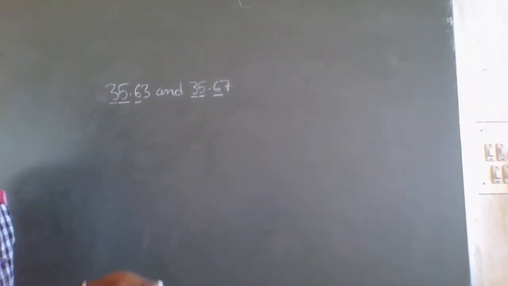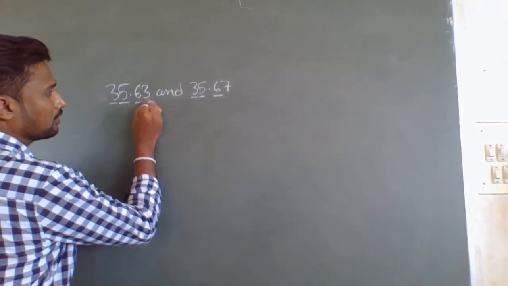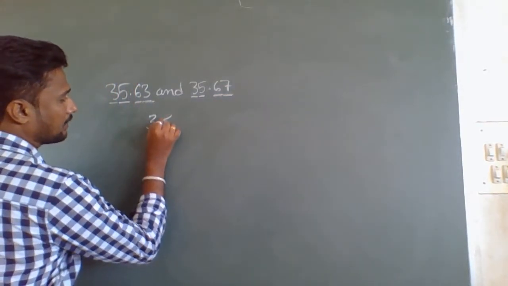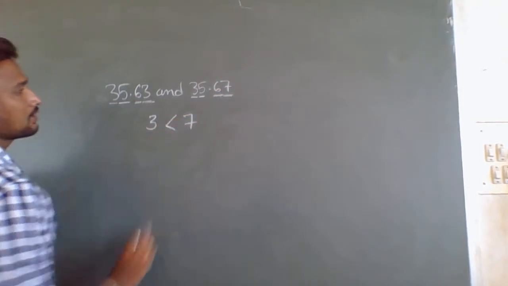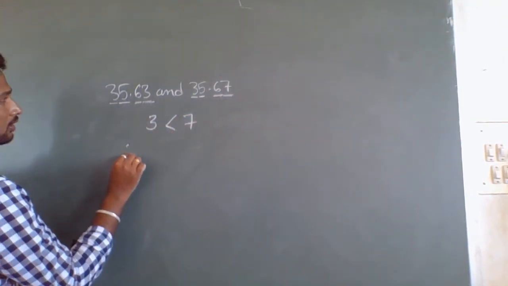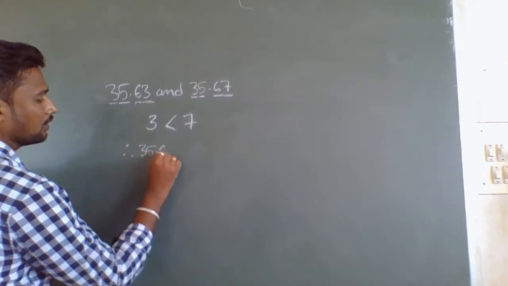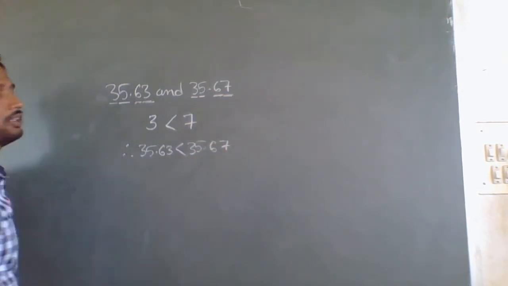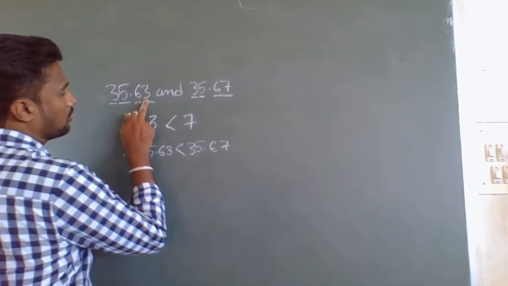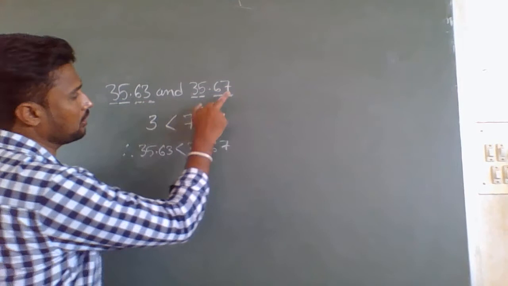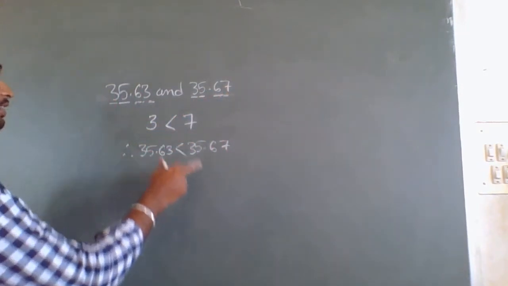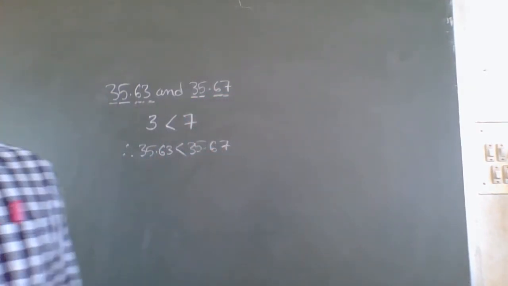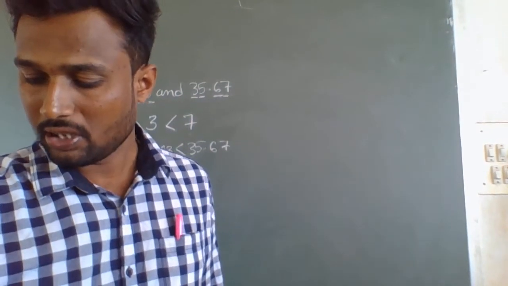Now we will move to the hundredths position. Here 3 is there, and here 7 is there. So now what we got to know is 3 is less than 7. Therefore, we can write here 35.63 is less than 35.67. Okay? You can check here. At the hundredths position, here it is 3 and here it is 7. Therefore, 3 is less than 7 means this number 35.63 is less than 35.67.